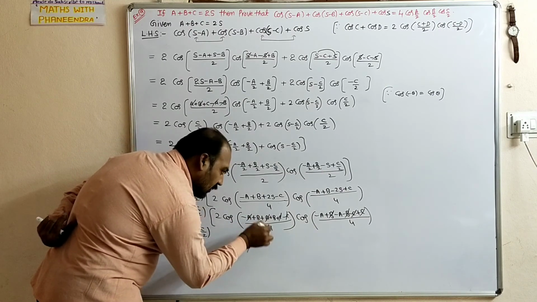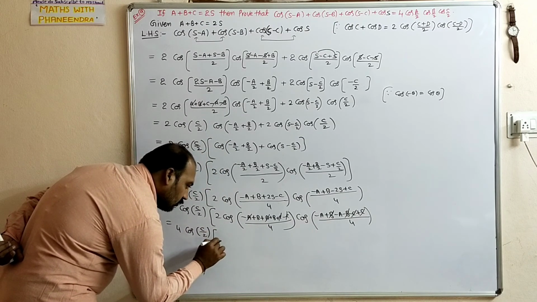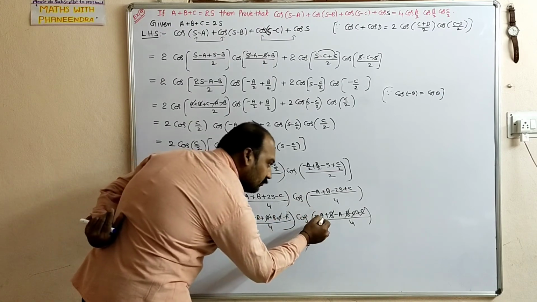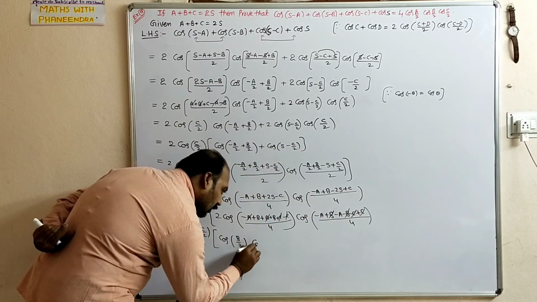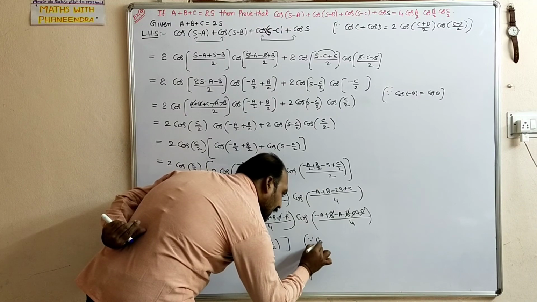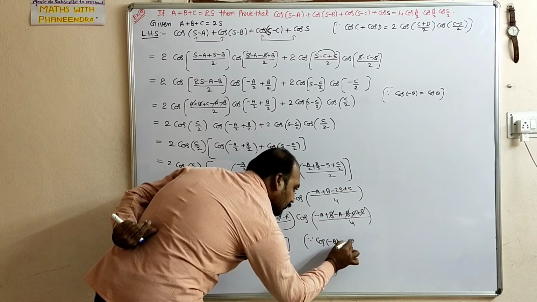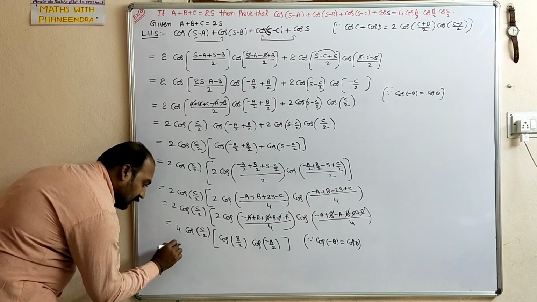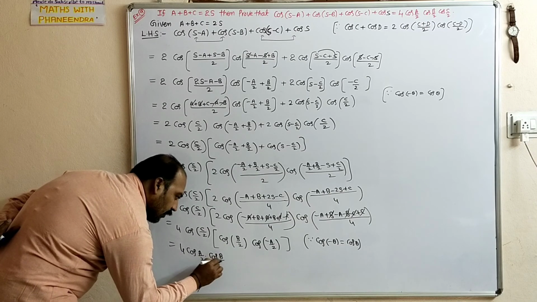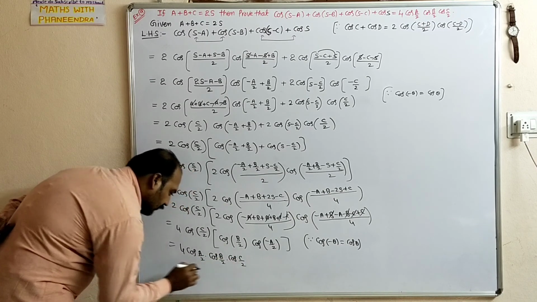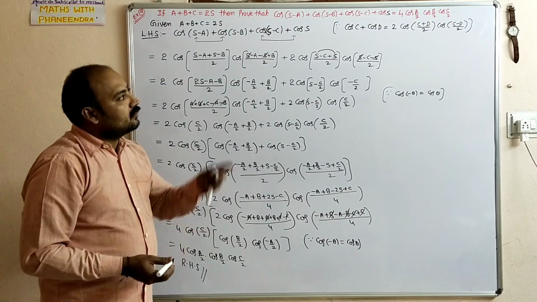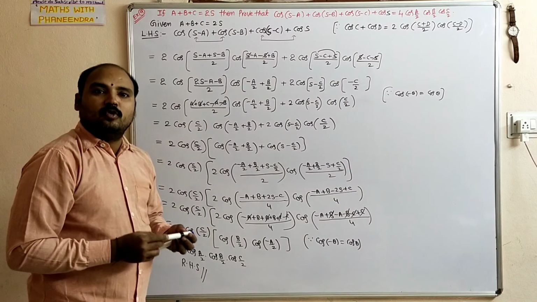B plus B is 2B, 2B by 4 means B by 2. So cos of B by 2 will come. Here minus A minus B by 4, cos of minus A by 2. Since cos of minus theta is cos theta, the LHS becomes 4 cos A by 2 into cos B by 2 into cos C by 2, which is the required RHS. This is the required solution. We will move to the next question.